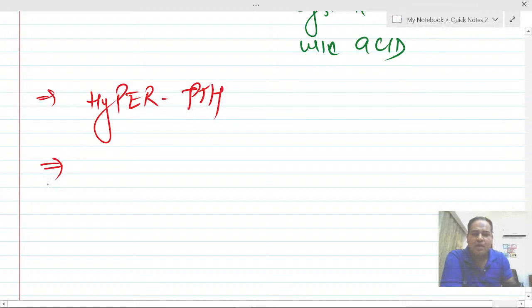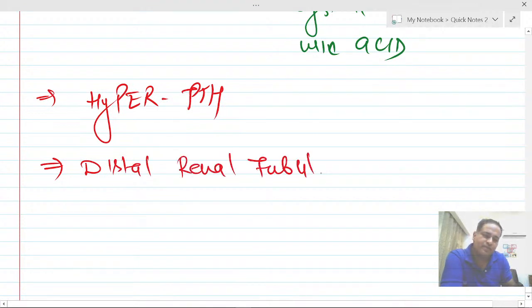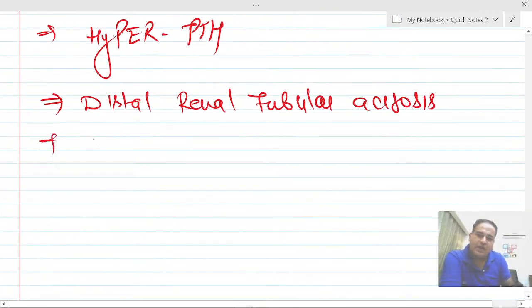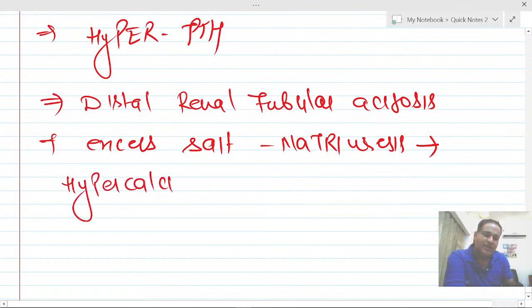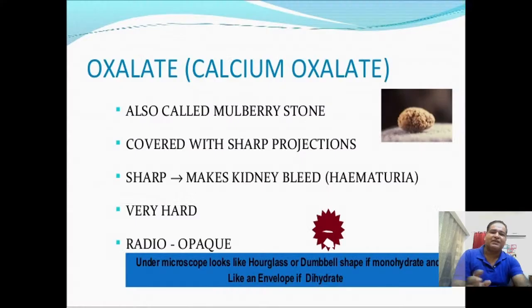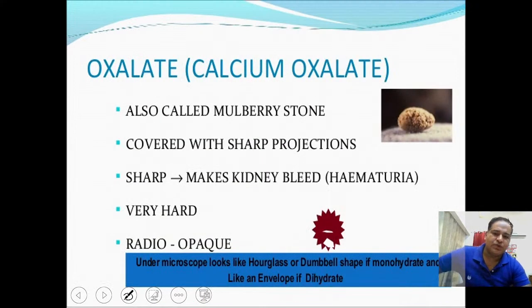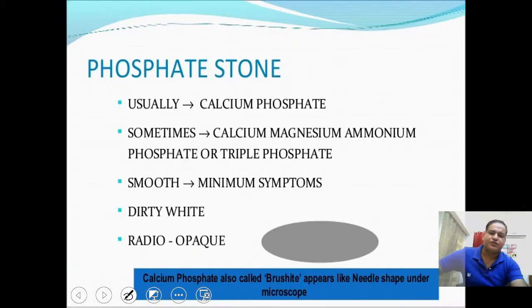Now, the other common causes of stone formation include hyperparathyroidism, distal renal tubular acidosis, and excess salt in the diet, which will cause increased excretion of sodium. Fine. Now, natriuresis can give rise to hypercalciuria. More calcium will be excreted. Fine. We'll come to this.